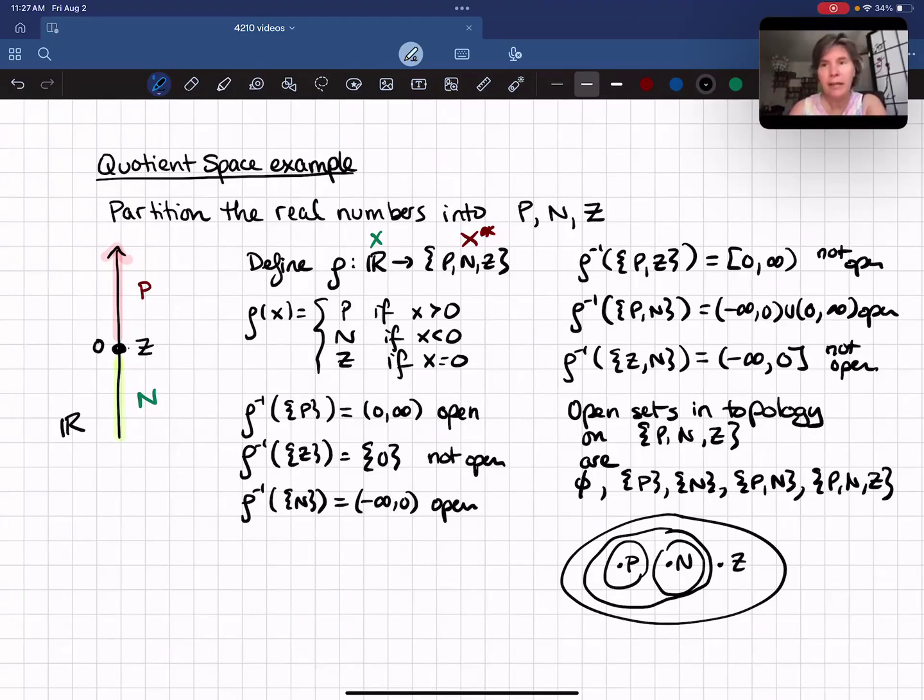One way that we often think about this is that we have identified points in this topology. What we've done is take all of the points that are positive and smush those down to be one thing, which is just the letter P. And then we've taken all the points that are negative and smushed those down to be one thing, which is the letter N. And then we have the point 0, which is still just a single point, Z for 0. So we've taken this part right here and squished all of that down to being just a P, and we've squished all of that down to being an N, and we've left Z as itself.